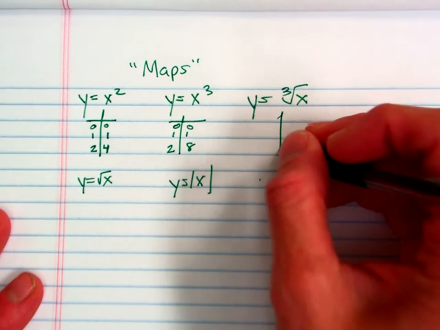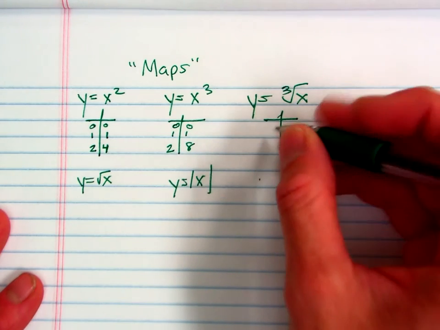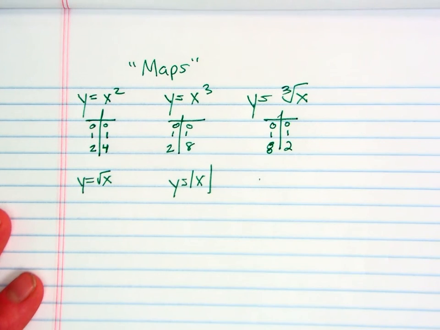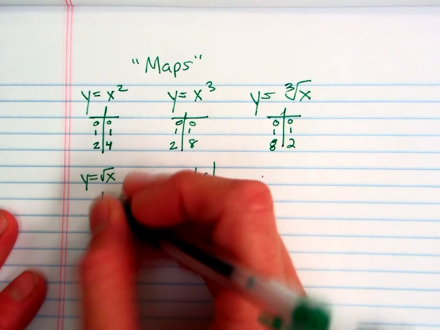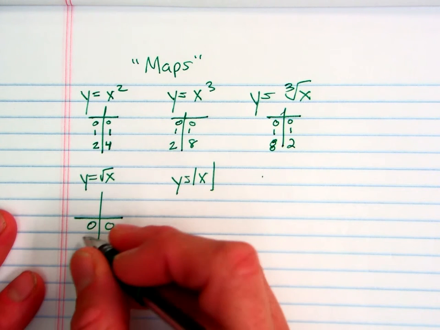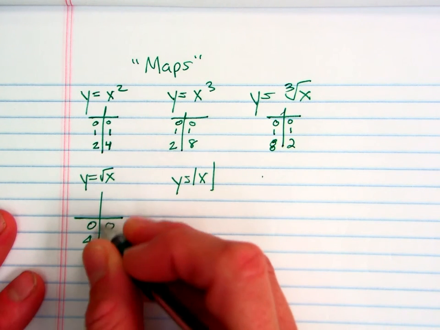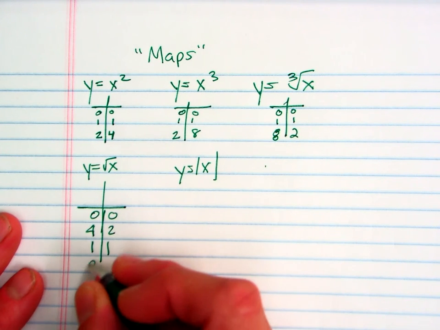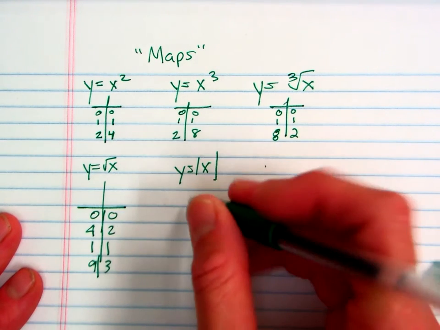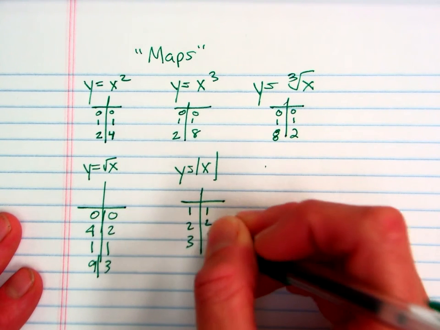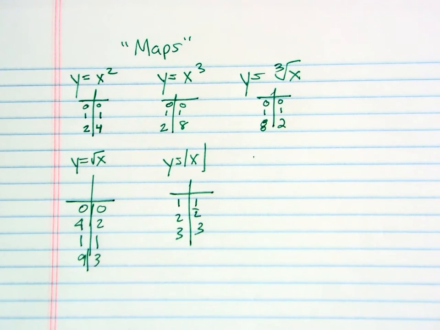And then cube root is just backwards from x cubed. So 0, 0, 1, 1, 8, 2. And then we have square root of x. 0, 0, 4, 2, oops, I forgot 1, 1. We can put that in between. And then you can do 9, 3 if you wanted to. And then lastly, absolute value of x. 1, 1, 2, 2, 3, 3, etc. So this is kind of where you're going when you're making these graphs.